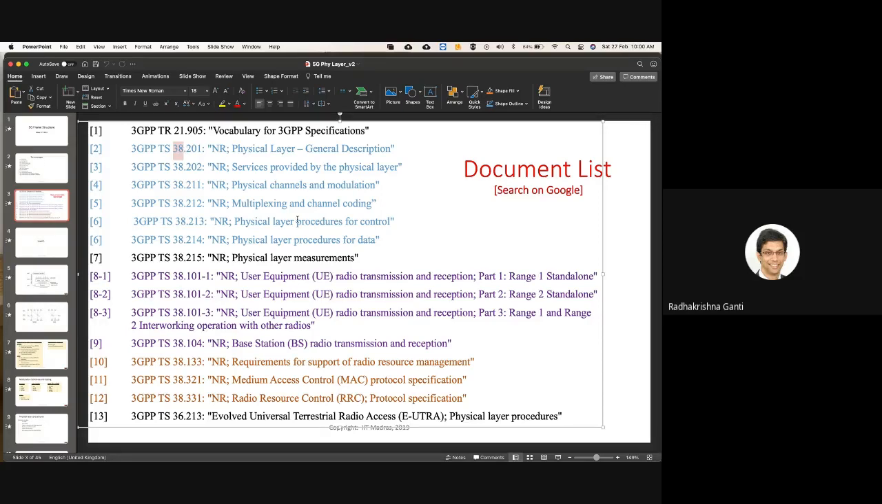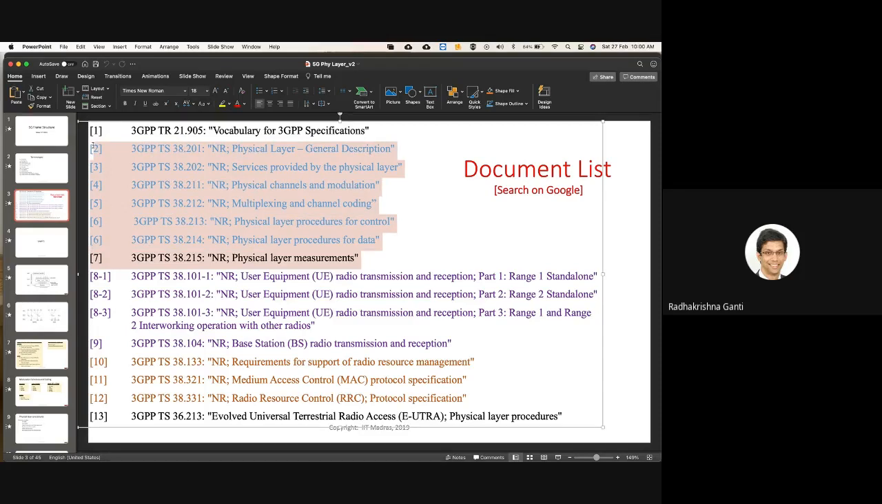Okay. As I said, there are documents, the 2 series documents. If you look at the physical layer documents, they all start with the next number 2: 201, 202, 211, 212, 213, 214, 215 are the physical layer documents. They are the RAN 1 documents.